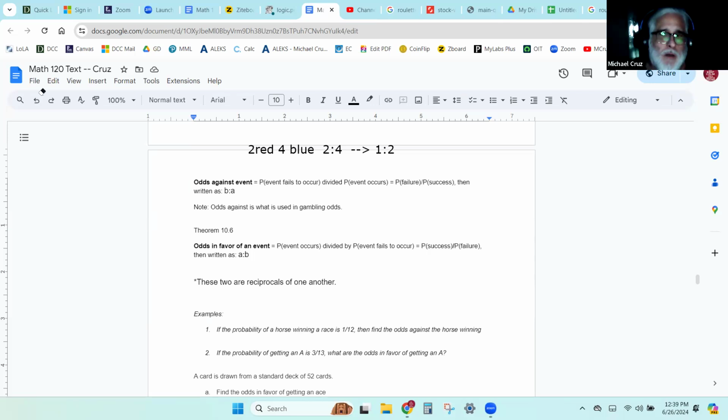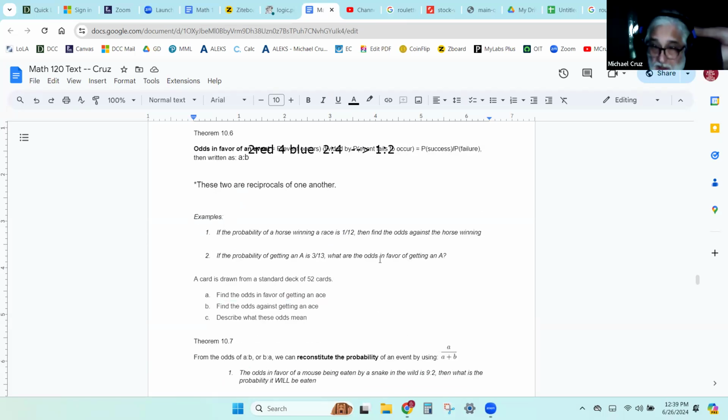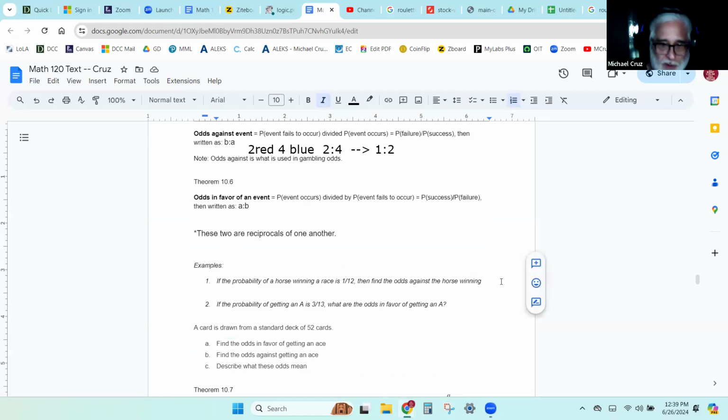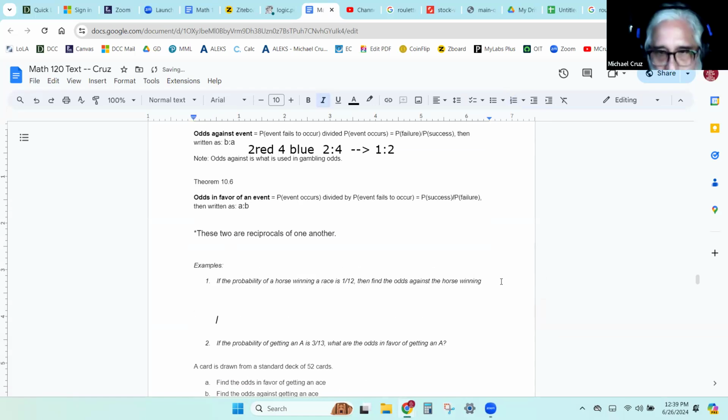All right. So let's see if we can handle some of these things here. I've got problems here that I've worked through before, so I'm familiar with these, and I can do the work here to show you. The probability of a horse winning a race is 1/12. So let's say I put that: probability of a win is equal to 1/12.